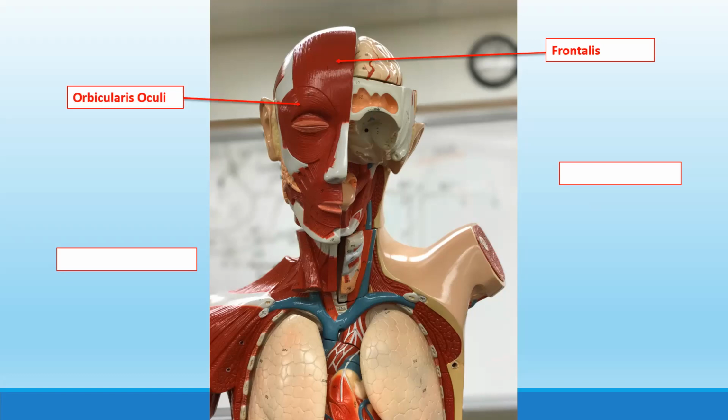Around the eyeballs are the orbicularis oculi. Flat circular muscles have nothing to do with vision, have everything to do with showing expression. Same as the orbicularis oris around the mouth, showing expression. Here's a muscle that does do something. That's the sternocleidomastoid. We see part of it here. The sternocleidomastoid is the one that allows us to turn our head to the left or turn it to the right.